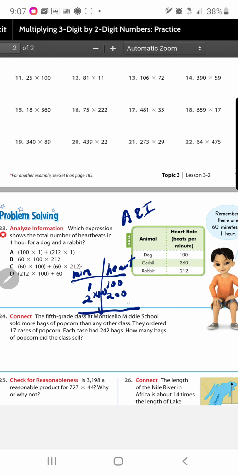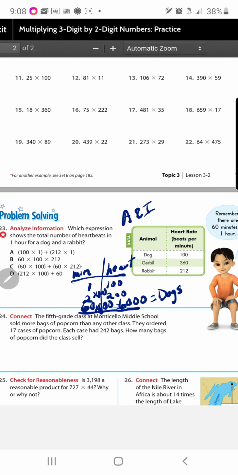Well, it wants to know what the heart rate of the dog would be in 1 hour. Well, that means that since there are 60 minutes in 1 hour, I would have to get 60 minutes and multiply it times 100, because that's the heart rate of the dog. And of course, you guessed it, if you do the trick, you got 3 extra zeros, 1, 2, and 3, and you multiply 1 times 6, that gives you 6,000. So that's the dog's heart rate. 6,000 heartbeats per hour in that case, or 60 minutes.